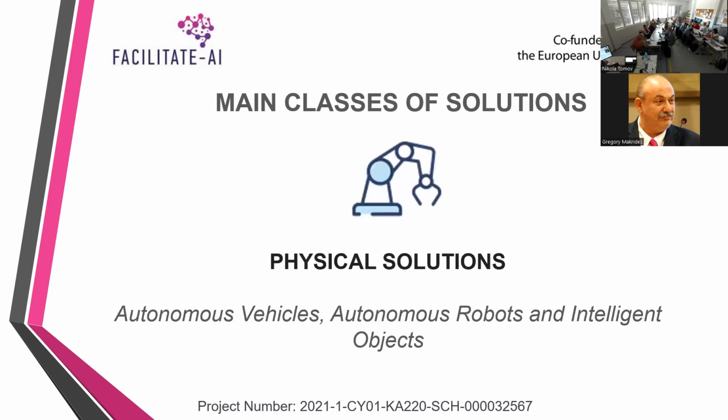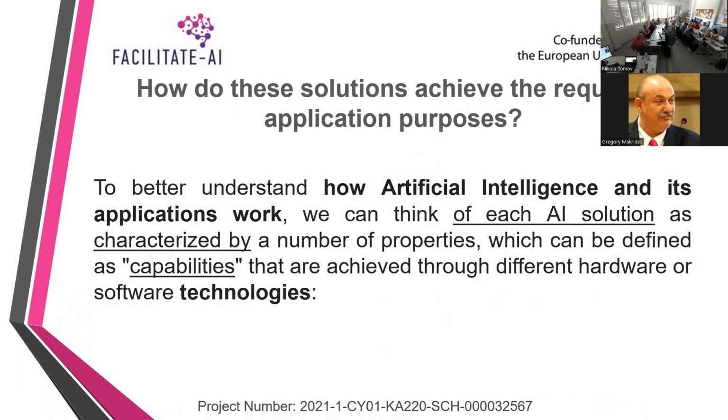Another class of solution is represented by physical solutions. That means that this AI software is applied to physical objects. So we can have autonomous vehicles, autonomous robots, and intelligent objects. So here we find how this class of solution can reach the purposes. And each AI solution is characterized by a number of properties, which can be defined as capabilities that are achieved through different hardware and software technology.